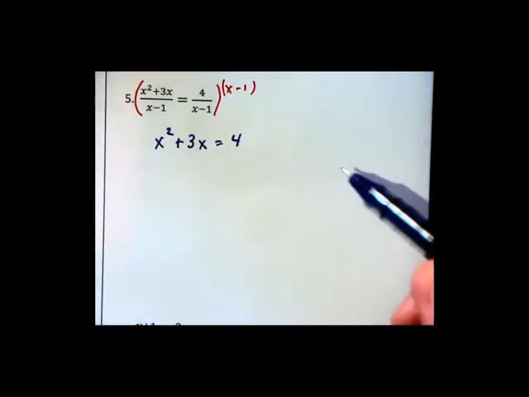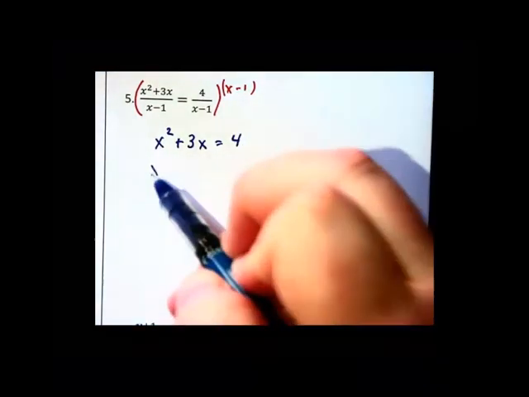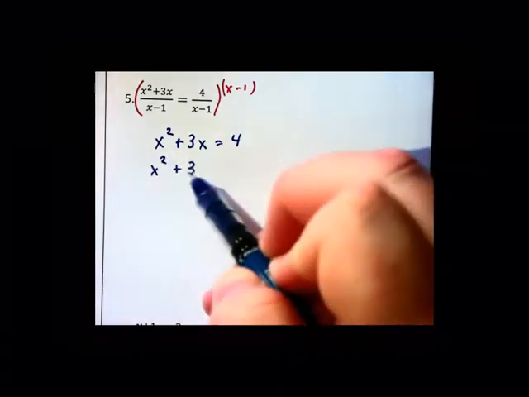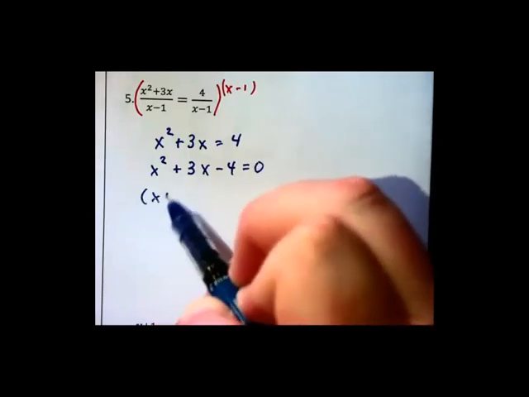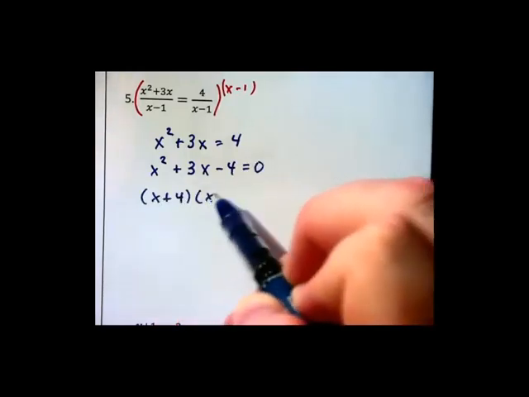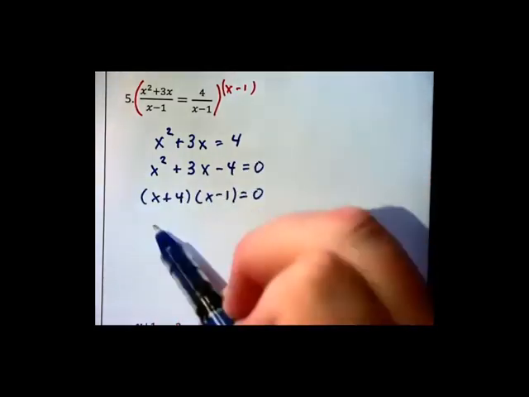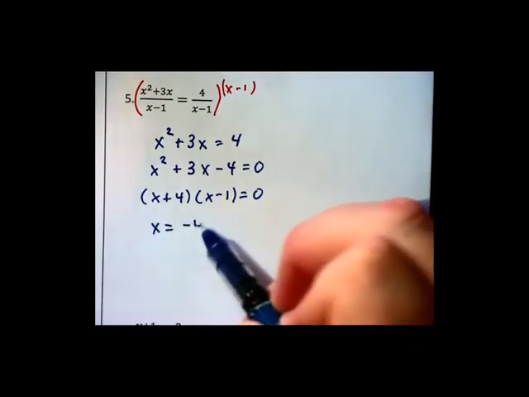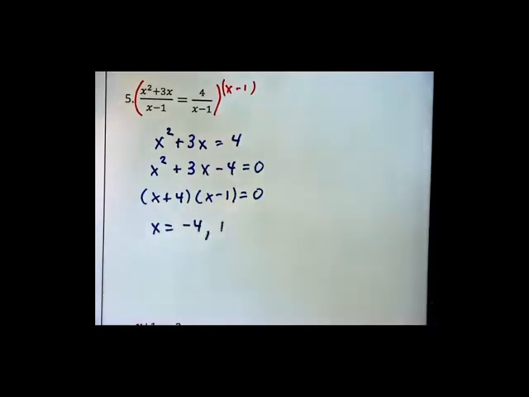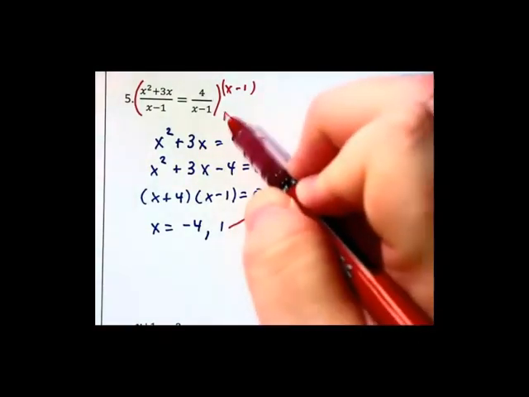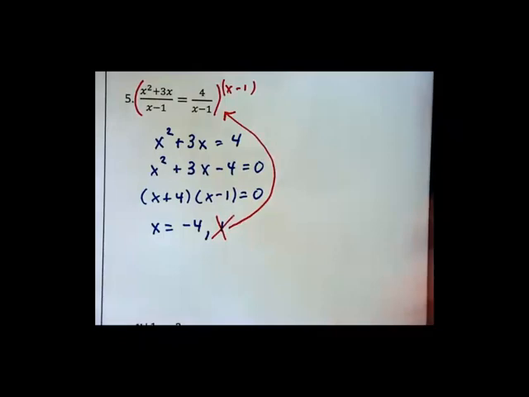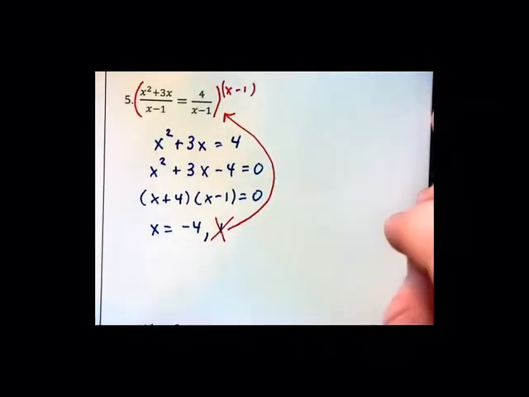This is a quadratic equation which needs to be set equal to 0, so we're going to subtract the 4 on each side. Factoring, we have x plus 4 times x minus 1 equals 0, and it appears that our answers are negative 4 and positive 1. But upon checking our answers, we notice that 1 is an extraneous solution and needs to be crossed off, leaving just the negative 4.